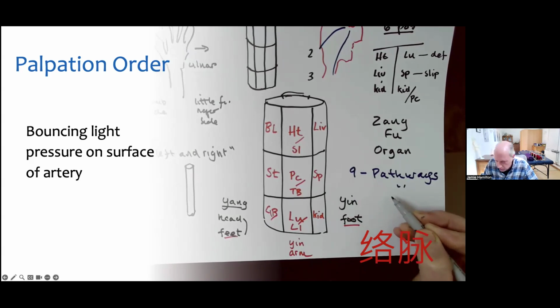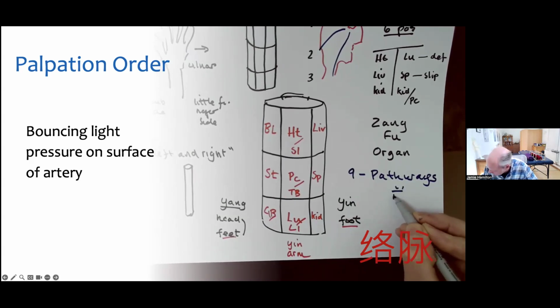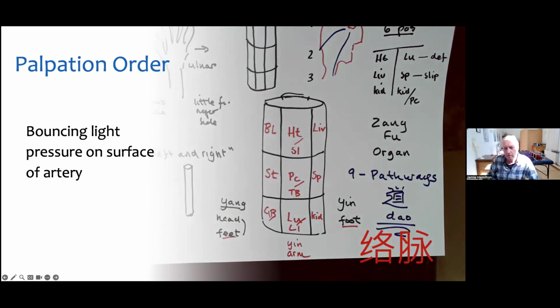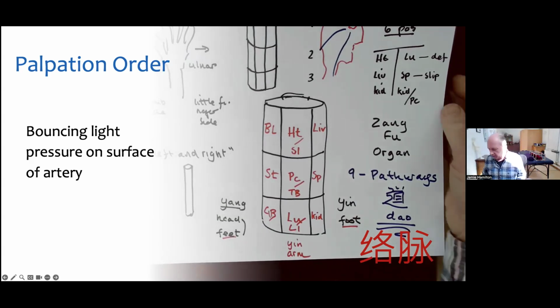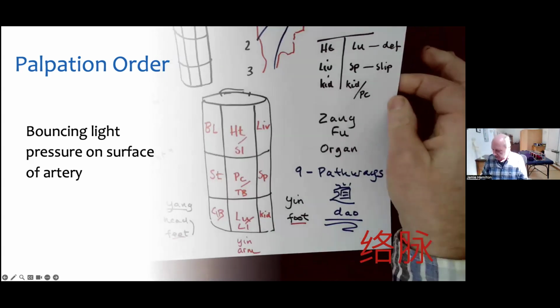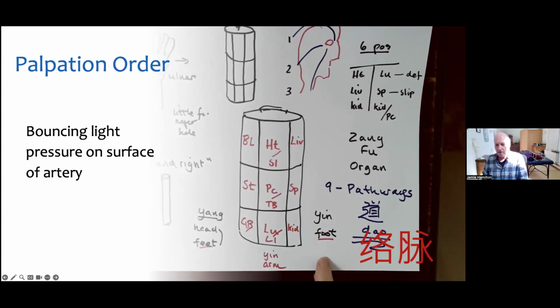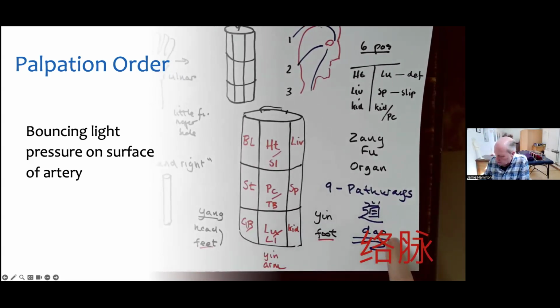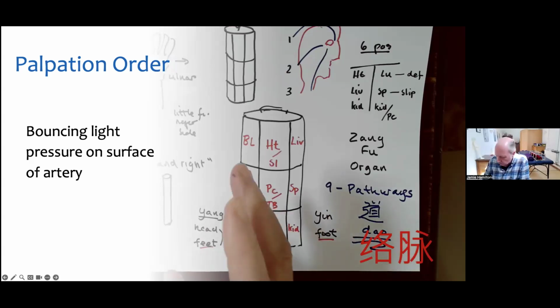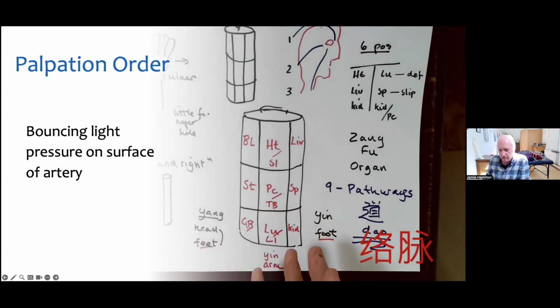The character here for pathway is, I hope I'm drawing this correctly, Dao. Nine Dao is nine pathways. Dao also means knowledge, so you could say this is like nine areas of knowledge. Nine areas of knowledge is a nice description.